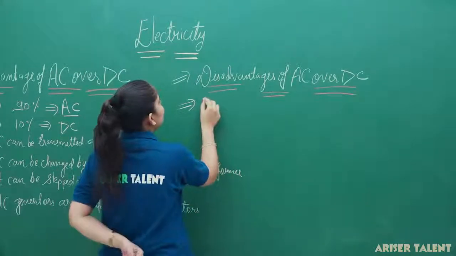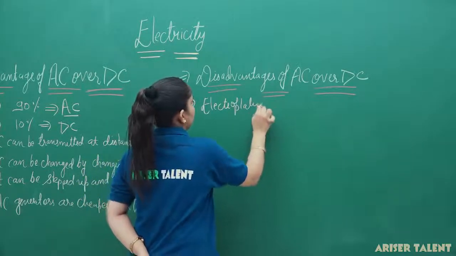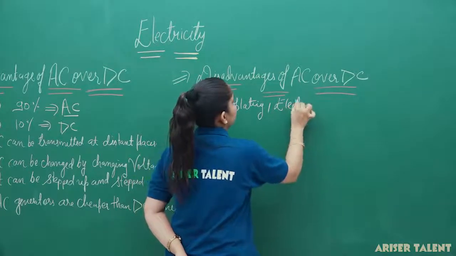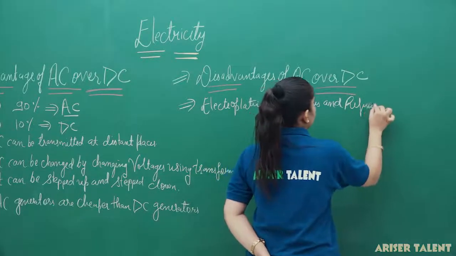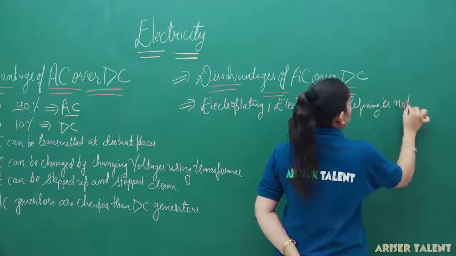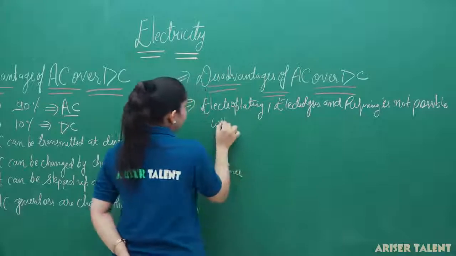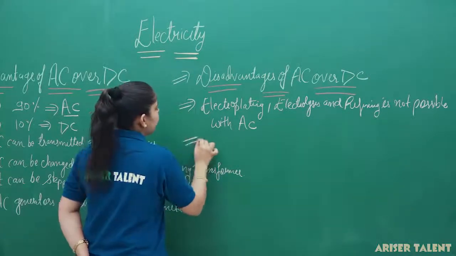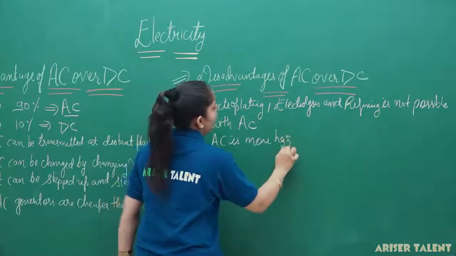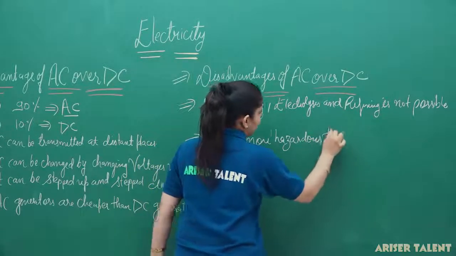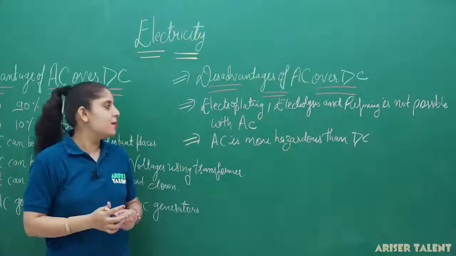So, the first disadvantage is that electroplating, electrolysis and refining are not possible with AC. So, these processes are not possible with AC current. The second feature is that AC is more hazardous than DC. It requires a lot of maintenance to carry AC current as compared to DC current.